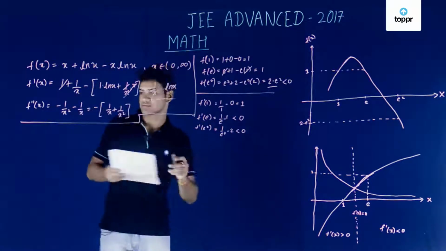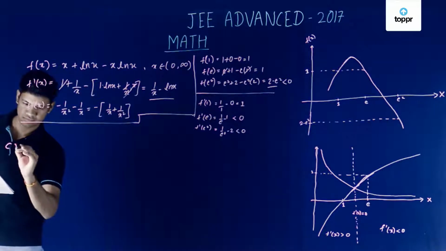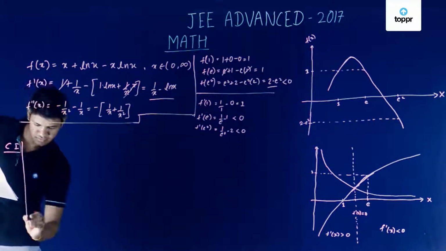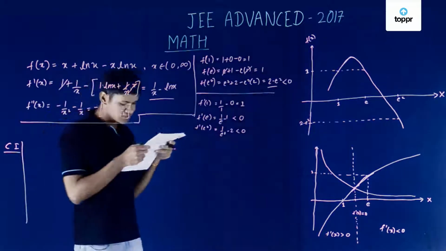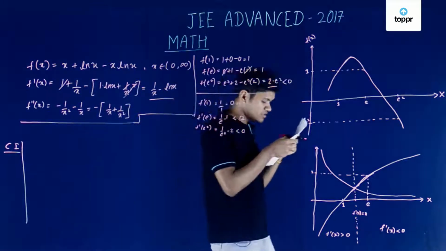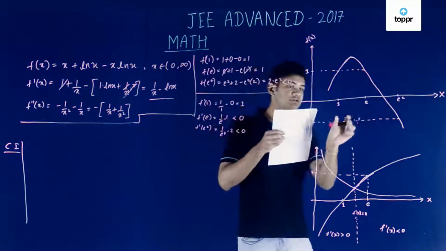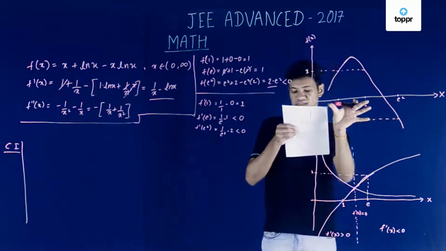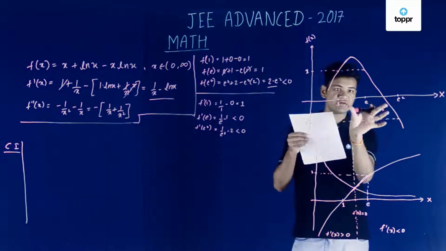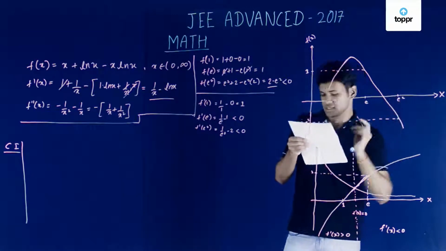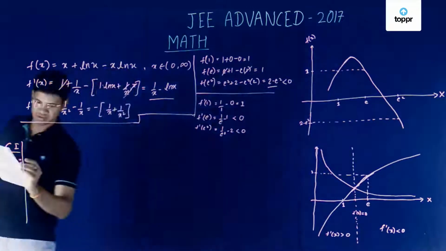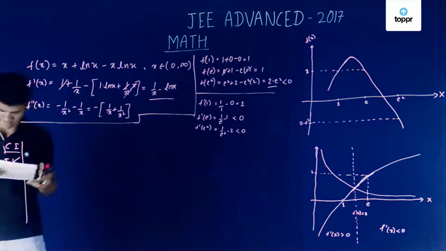So for column 1, option 1 says that f(x) is equal to 0 for some x in (1, e²). So what is 1 to e²? It is very clear that f(x) will be 0 for a point between 1 and e², which is this point. So column 1's option 1 is correct.